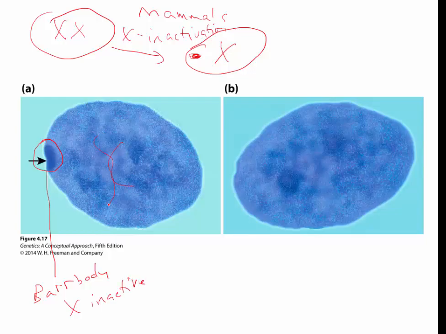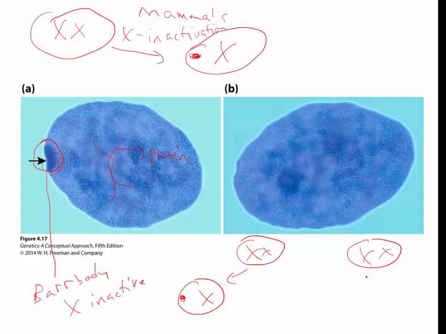And somewhere in here you still have an active X chromosome making proteins. But this one, the genes don't get expressed. The other thing that's interesting about that is if you have a cell and you have an X chromosome, sometimes that X will get inactivated, and then in another cell in the same organism, maybe the other chromosome gets inactivated. So X inactivation is random.